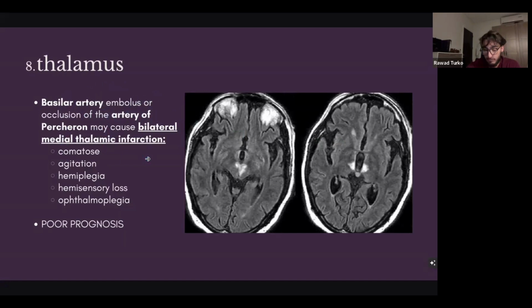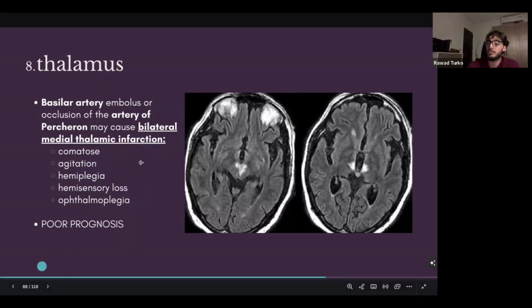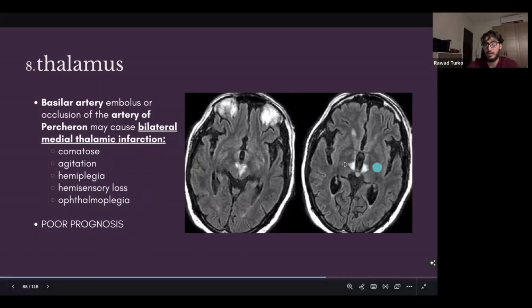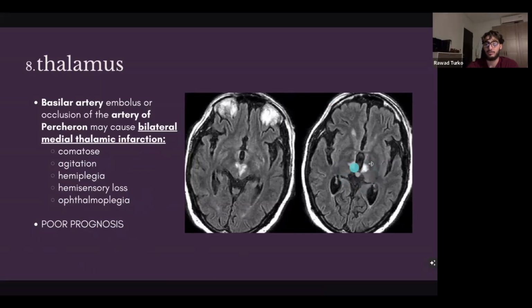Okay, and since all of these structures that we talked about are going to be controlled by the thalamus, it's going to lead to the patient being in a comatose state, maybe agitation, hemiplegia or hemisensory loss, ophthalmoplegia, obviously because of the pulvinar nucleus that we talked about before. It has a very poor prognosis. So even when these patients are able to recover, most of the time they're unable to gain back all of their neural functioning. Okay, and this is what it would look like. So this is a bilateral medial thalamic infarction.